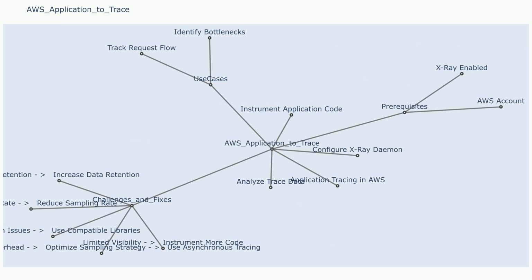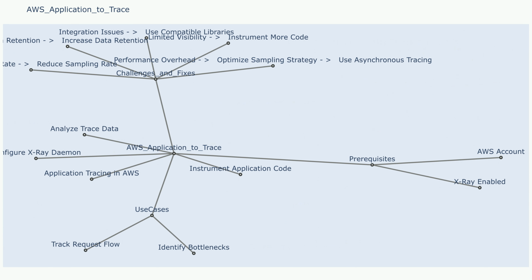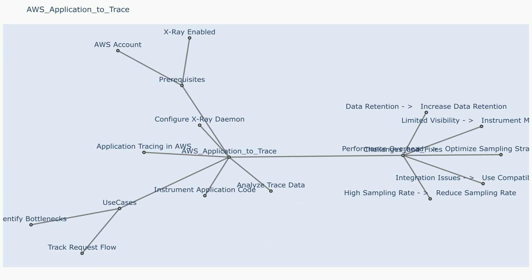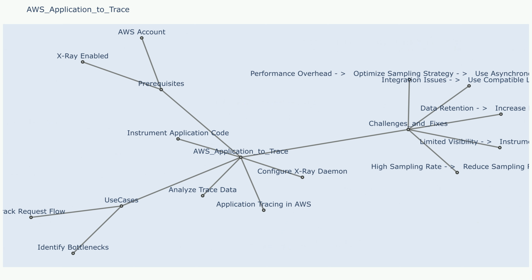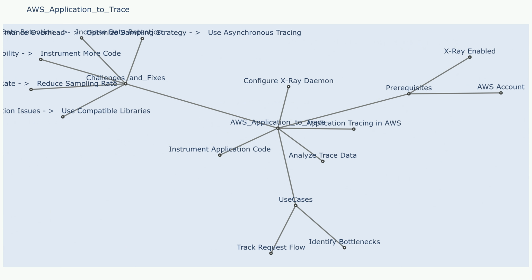Prerequisites: AWS account, X-Ray enabled. Use cases: Identify bottlenecks. Pinpoint slow components or functions within your application, allowing you to optimize performance. Track request flow. Visualize the complete path of a request as it traverses various services, helping you understand how your application is structured and how requests are handled.